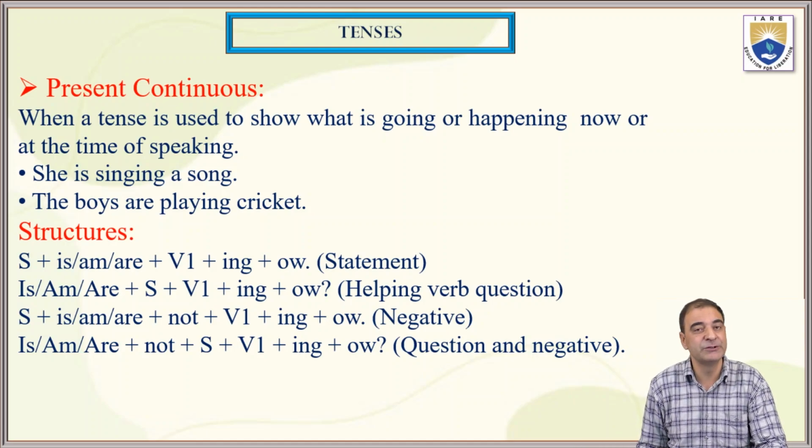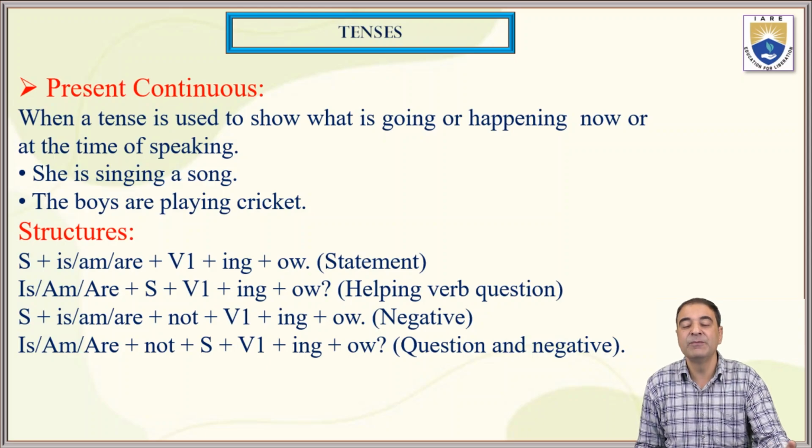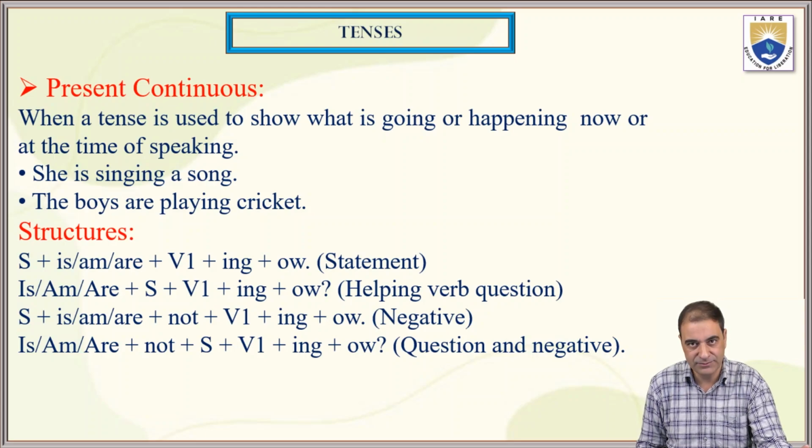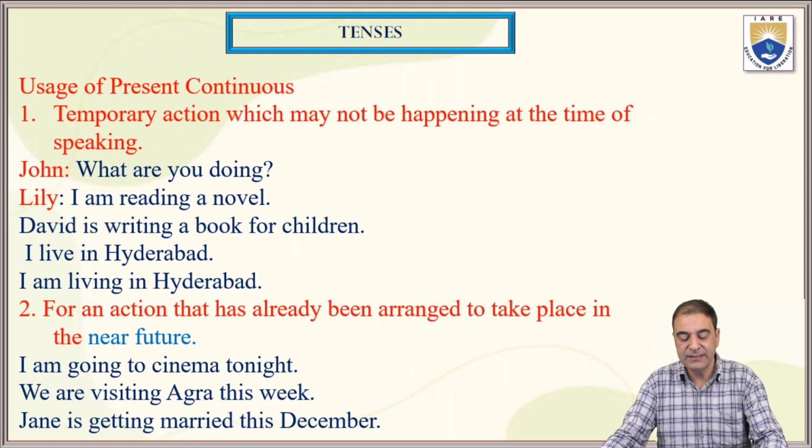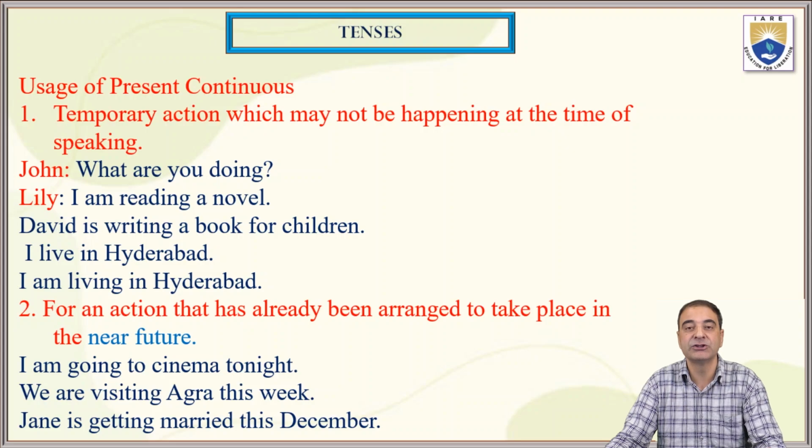These are the different structures. That means subject plus be form of verb plus verb in ing form plus other words. Here we make helping verb questions with the help of is, am, are. And these are the different structures of this present continuous tense. And we use this present continuous tense to show temporary actions also, that means actions which we have stopped temporarily.